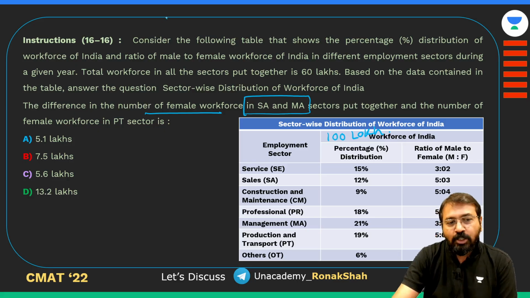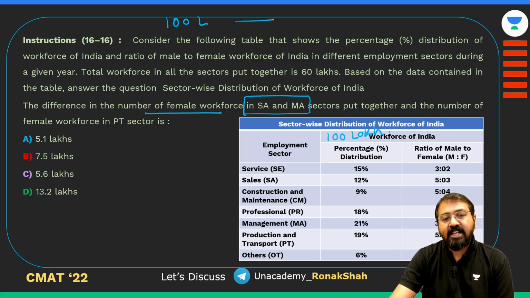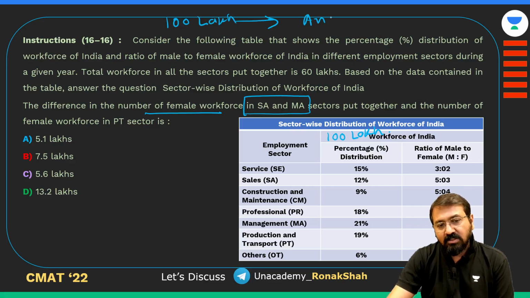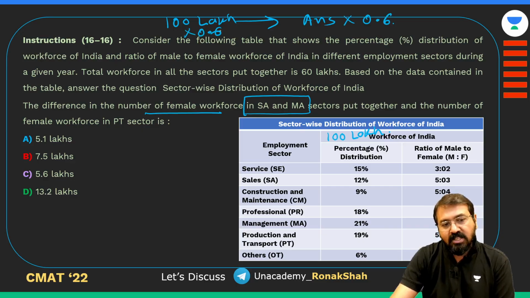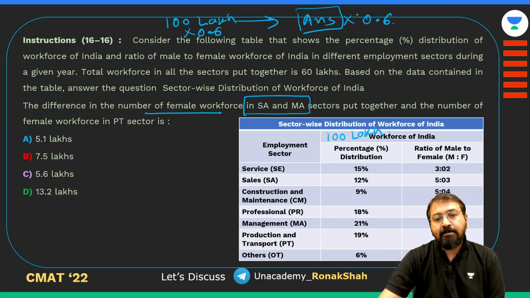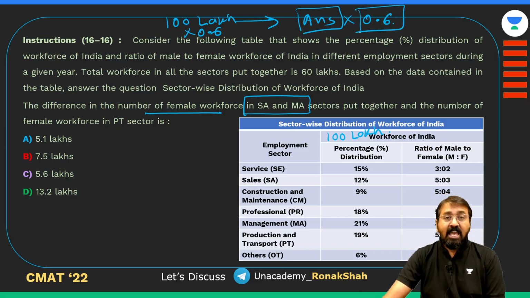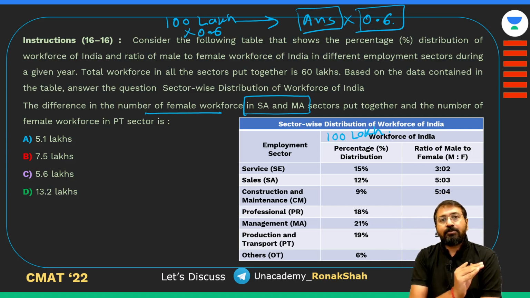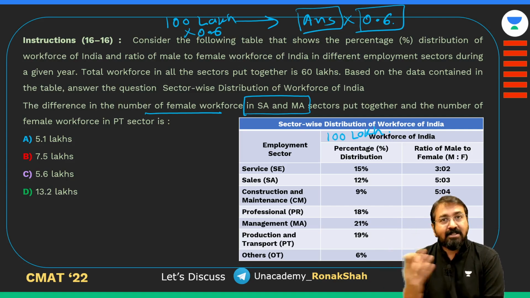Instead, I can take my value as 100 lakhs, find out the answer, and whatever answer I get, I'll multiply it by 0.6, because my actual value was 60 lakhs, that is 0.6 times 100 lakhs. So I'll just have to multiply my answer by 0.6. Have you understood this approach? This approach will actually simplify your task in many situations.